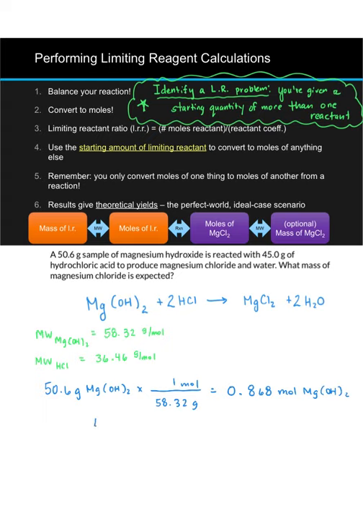Take this one step further and calculate a limiting reactant ratio. The limiting reactant ratio is the number of moles of magnesium hydroxide, 0.868, divided by magnesium hydroxide's stoichiometric coefficient, 1. Now, do something similar for hydrochloric acid. Convert 45 grams worth of HCl into moles of HCl. Divide by its molar mass, 36.46 grams per mole. We get 1.23.